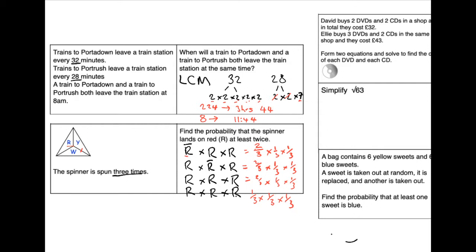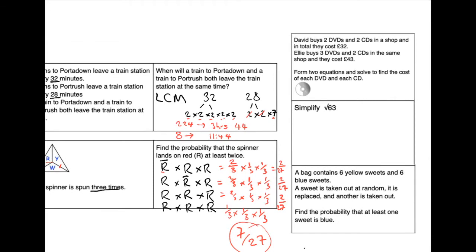And if we multiply all of these together, this is 2/27 plus 2/27 plus 2/27 plus 1/27, and so altogether that is 7 out of 27. So our answer there is 7/27.